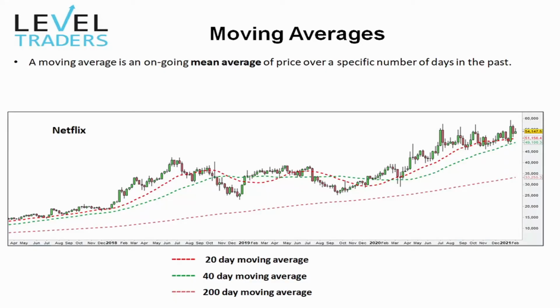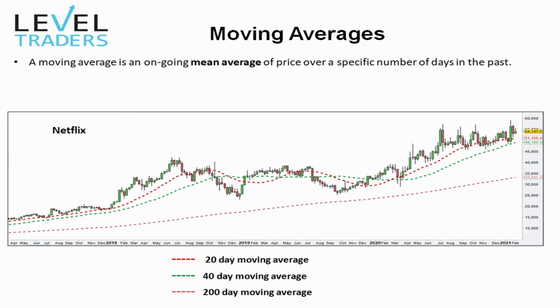So let's start with the definition. What do we mean by moving average? Moving average is an ongoing mean average of price over a specific period of time in the past. The purpose of a moving average is to smooth out the price data to give a constantly updated average price. This in itself can help identify trends in prices.